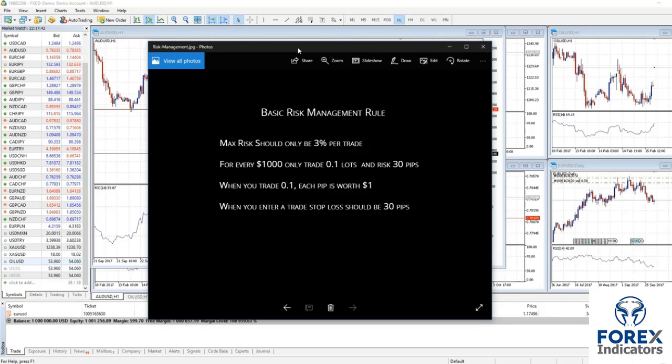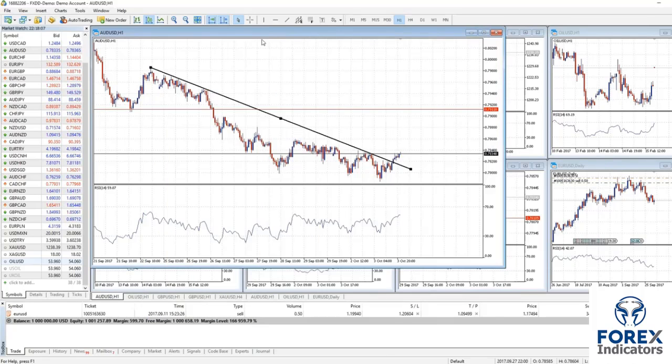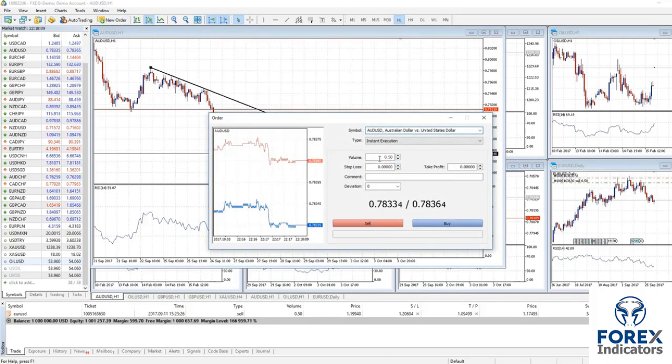Meaning, you should only risk 3% of your entire account per trade. Okay, so for every $1,000, the max that you should risk is $30. Okay, because that's 3%. Now, when making a trade, and the max that you can risk is $30, well, then you should only be trading 0.1 lots. Okay, so when you go in and you make a trade here, you should be trading 0.1.